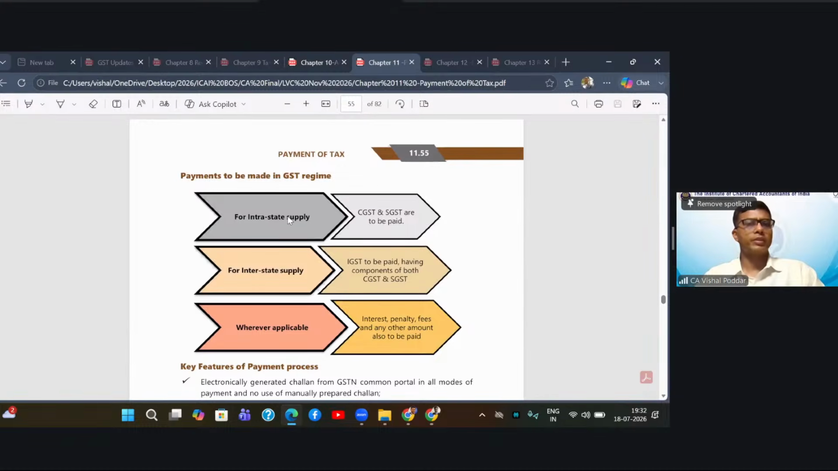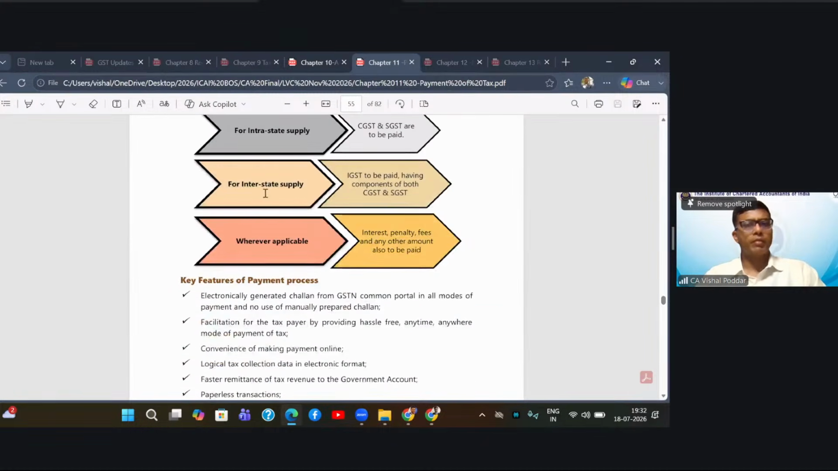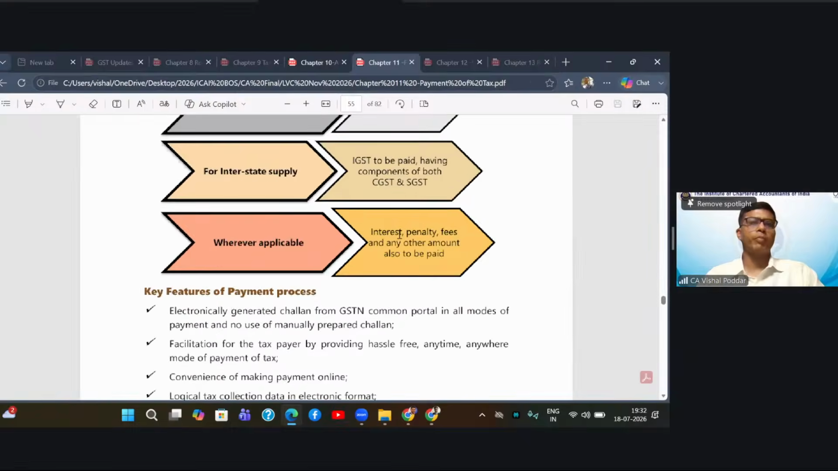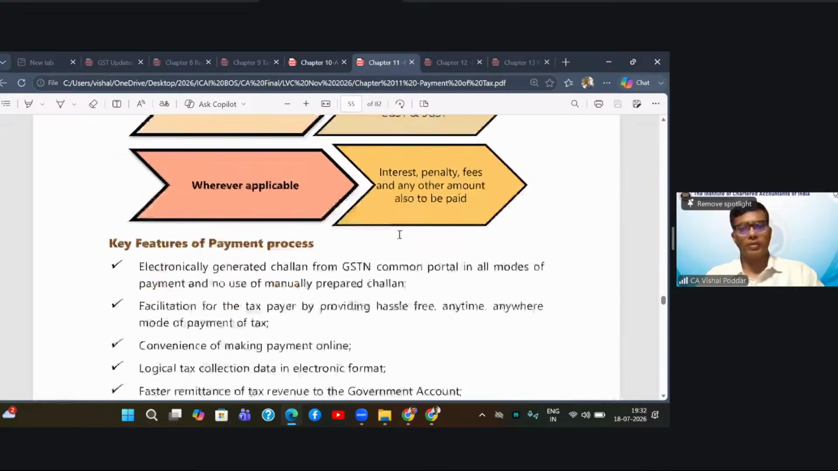Now, payments to be made. If it is intrastate supply, you have to pay CGST plus SGST. If it is interstate supply, you have to pay IGST. And besides this, wherever applicable, you may have to pay interest, penalty, and other fees.